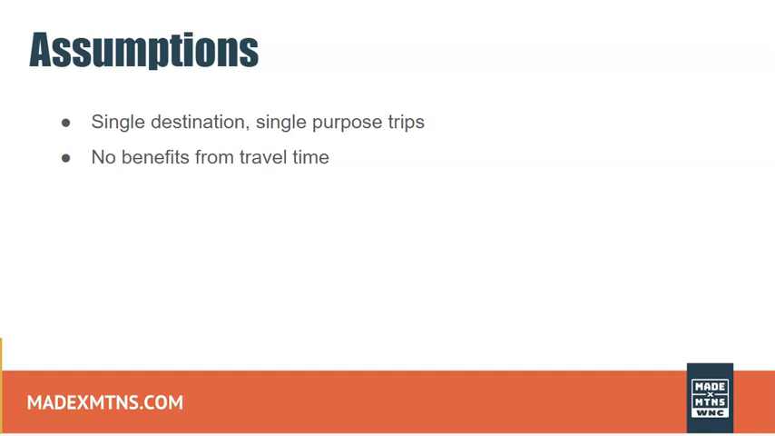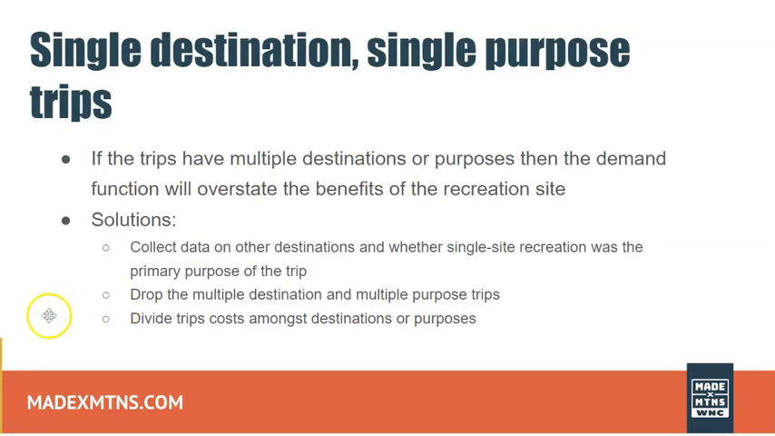So the two assumptions are that we're looking at single destination and single purpose trips, and that the recreationist doesn't get any benefit from travel time. In terms of the first assumption, if the trips have multiple destinations or multiple purposes, then the demand function will overstate the benefits of the recreation site.